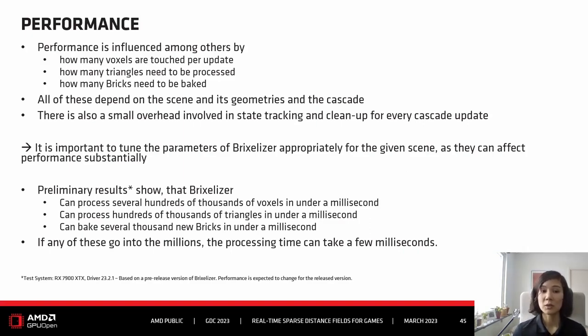In general, these are preliminary results, so they might change in the future. They are based on a pre-release version of Pixelizer. We're still doing optimizations as I speak. These preliminary results show that as long as you stay in the thousands, so several hundreds of thousands for any of these entities, you generally also stay under a millisecond to process this entity.